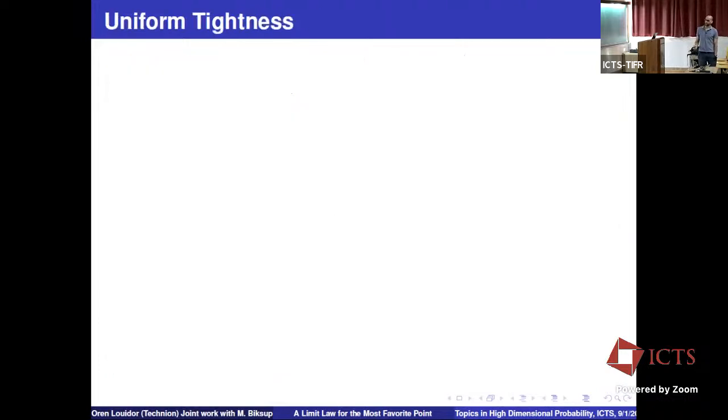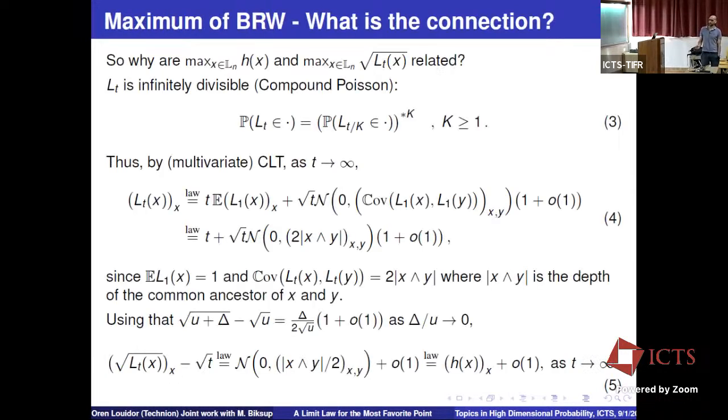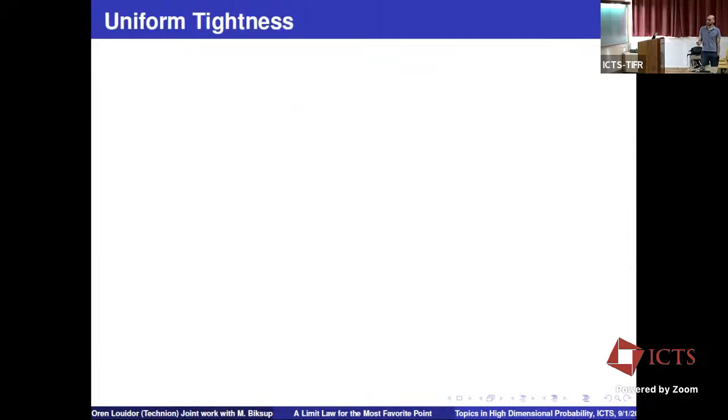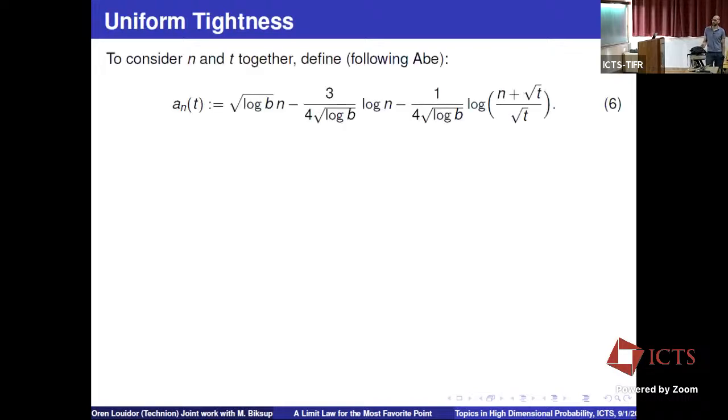One way to use this is to look at whether you can simultaneously see the convergence of the branching random walk and the local time field at the same time. And that leads me to this uniform tightness result. So let me actually present it first.